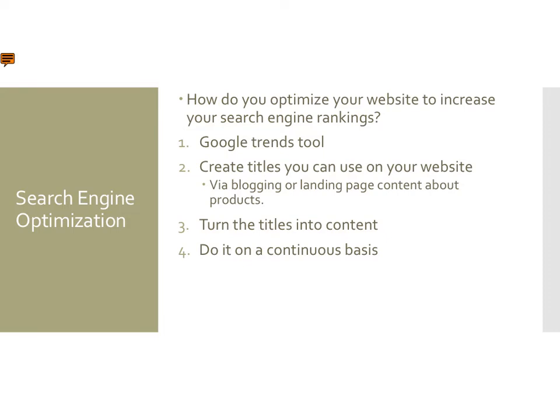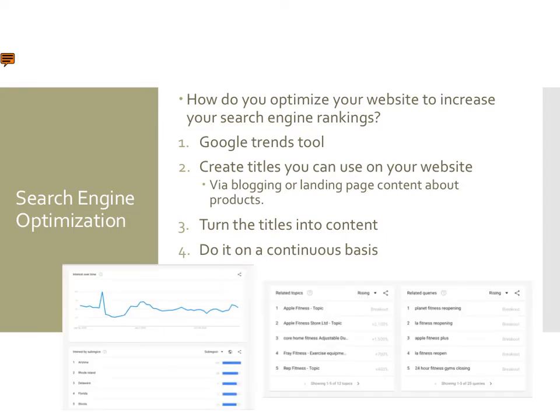Well, the first one is using a tool called Google Trends. Google Trends allows you to type in various keywords and shows you trending maps on that particular keyword. It can help you identify 20 to 30 keywords that your customers are searching for around a particular topic, and then you can take those topics and incorporate them into titles on your website through blogging or various product descriptions on subpages. You also can take those keywords and turn them into actual content.